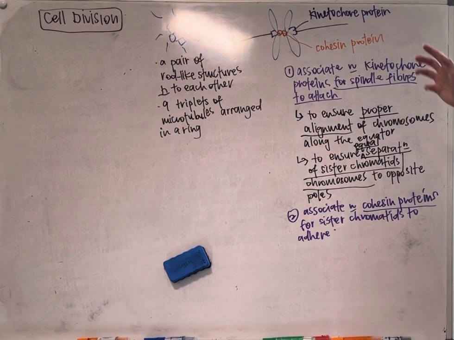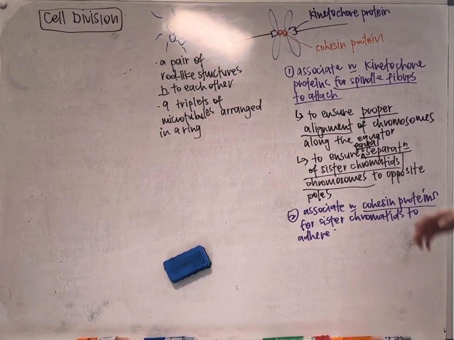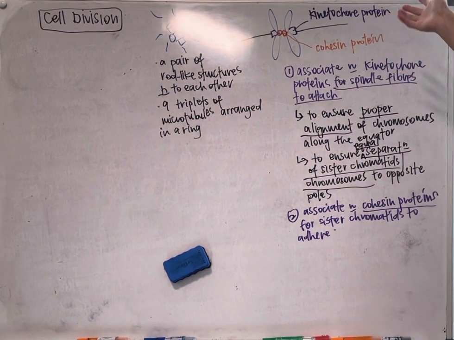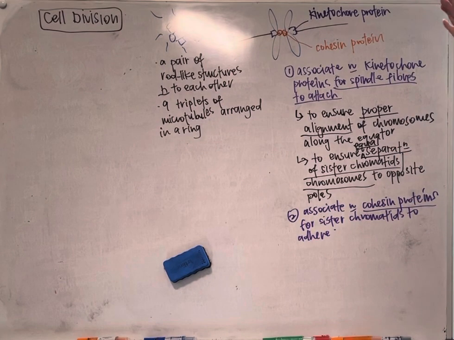Or you have a mutation in your centromeres, which doesn't allow the cohesin proteins or your kinetochore proteins to attach, so they are no longer complementary in shape. So they cannot allow for equal separation, and you have non-disjunction as well. So that's why we need to learn these functions of the centromere.